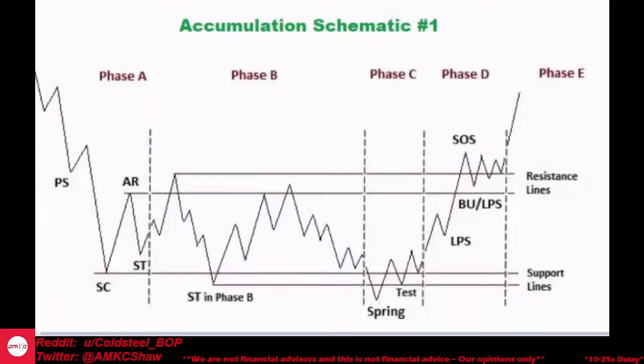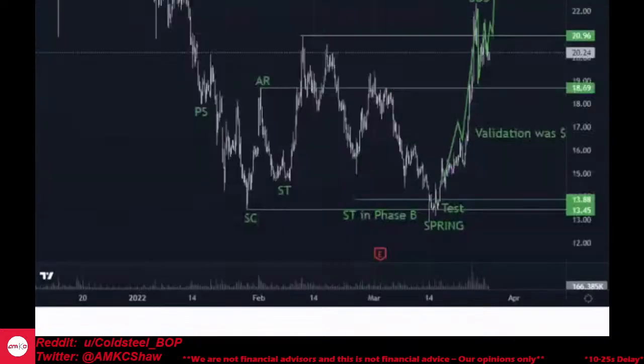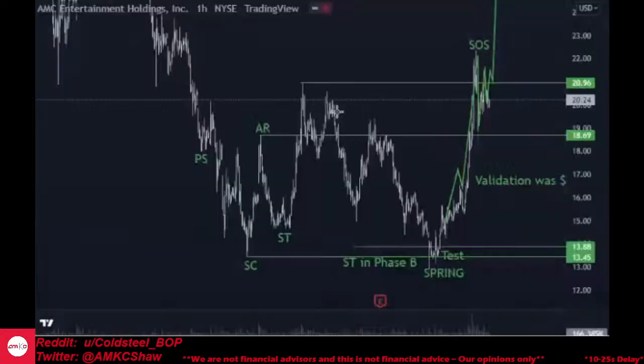So this PS part is preliminary supply, and if we come up to what we have on here, we have our preliminary supply. This is like before, when we got done with distribution, it basically started to make this pattern here, right? So it's the start of the thing. This is like what would be called a buying climax, but we don't have to go into that.